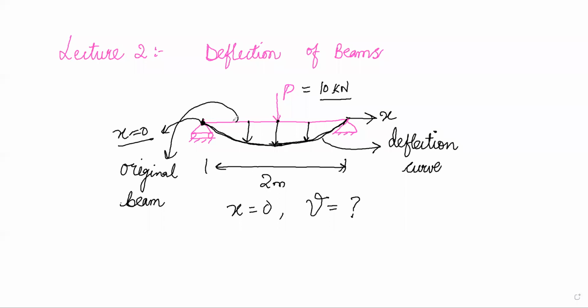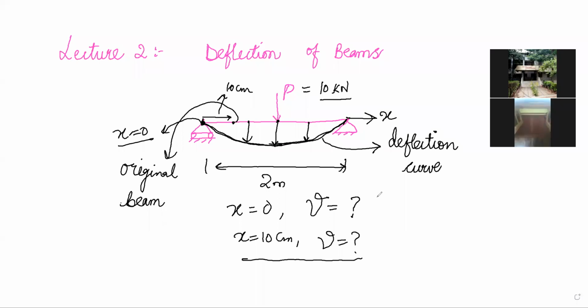Similarly, we'll go to this point. For example, this point is at a distance of, say, 10 centimeter. When x is equal to 10 centimeter, what is the value of the deflection? This can also be the question for us. What is the value of the deflection at x is equal to 10 centimeter? So at different values of x, we may be asked to calculate the value of the deflection.